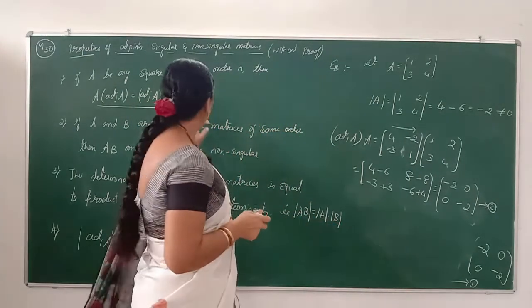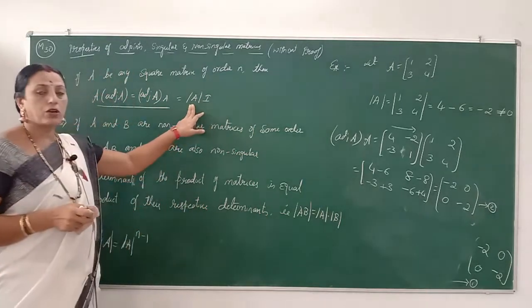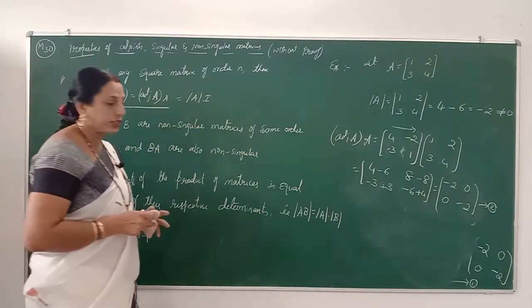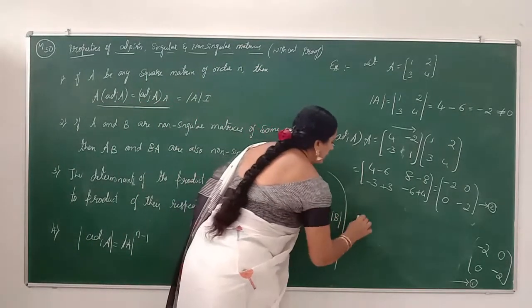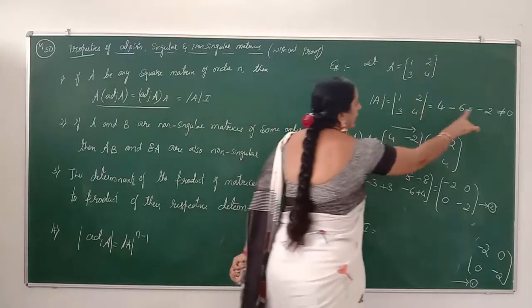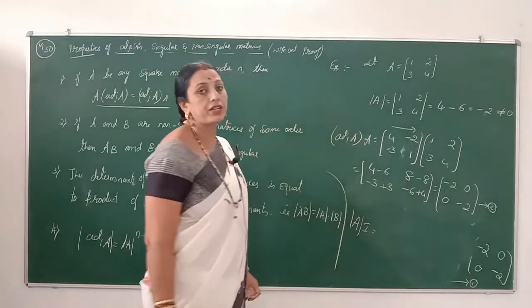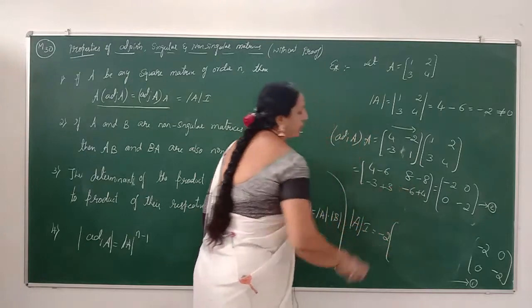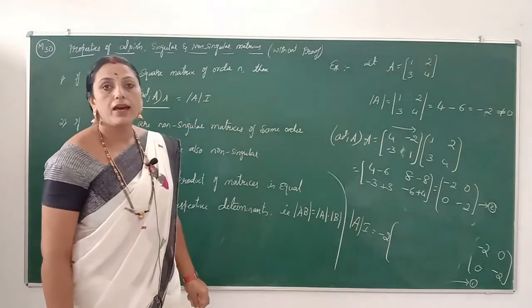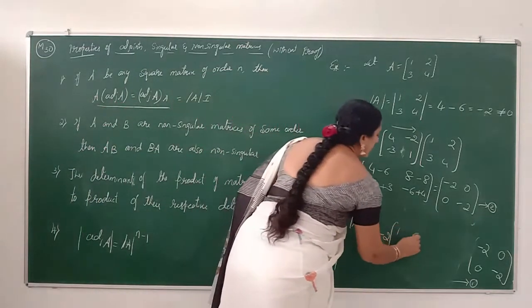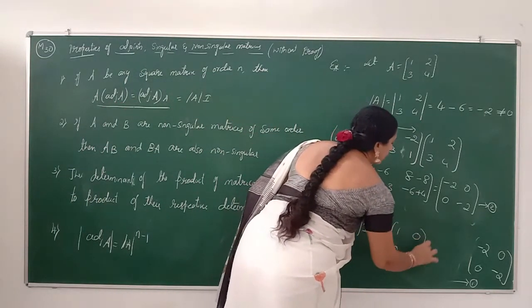So similarly, now to prove that it is also equal to determinant of A into I. So now we'll consider determinant of A into I. I have already solved that: whatever the value of determinant of A is, minus 2, that is minus 2 into I, where I is called the identity matrix of order 2 cross 2. Those elements are nothing but 1 0 0 1.